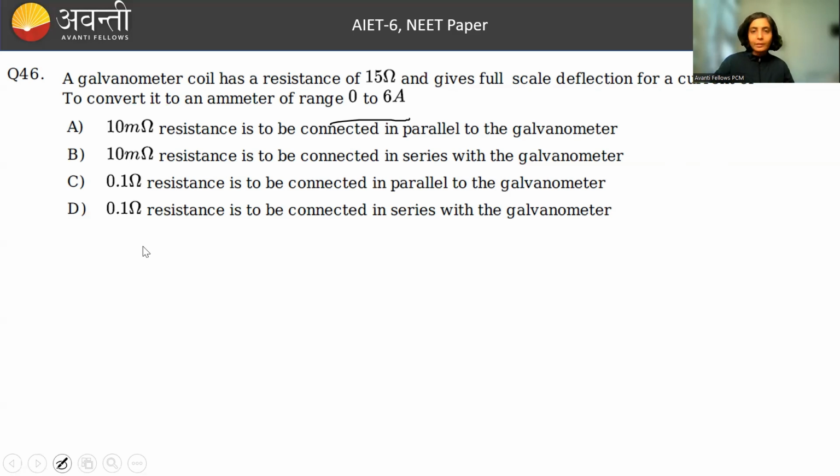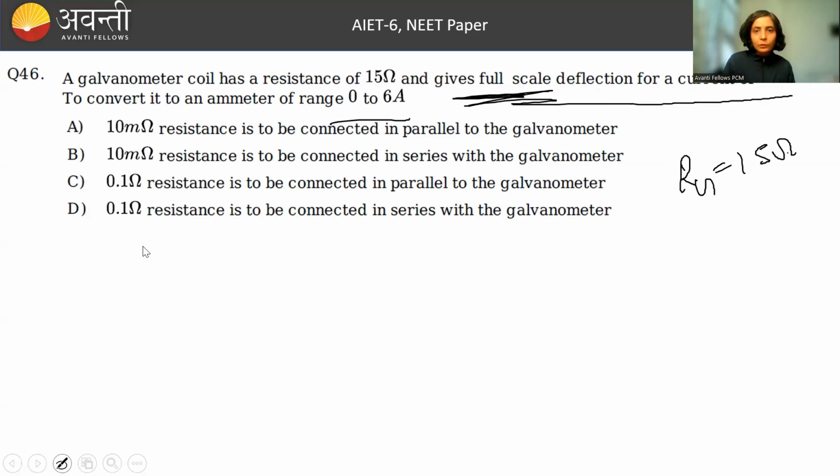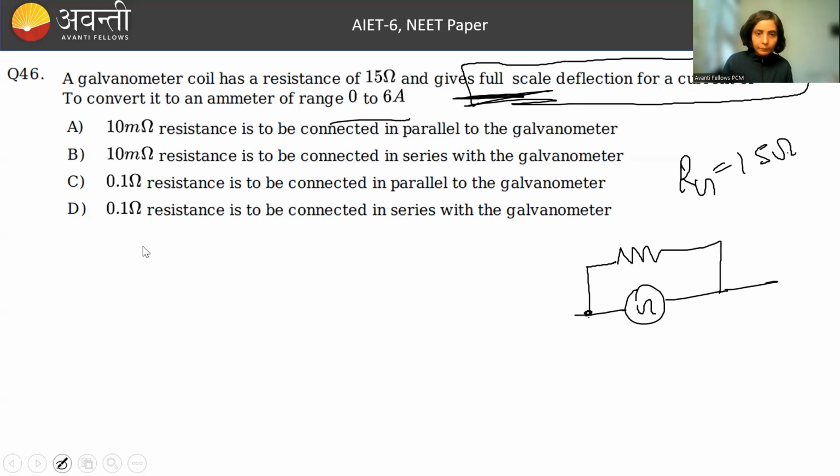So a galvanometer coil has a resistance of 15 ohm. That is the resistance of the galvanometer, written as RG, 15 ohm. It gives full scale deflection for a current of 4 milliampere, that is, the full scale deflection current is 4 milliampere. That is how we draw it. This is the galvanometer. The ammeter looks like this: this is the shunt, RS, and this is RG. This gets connected to the outside circuit for measuring how much current is flowing in that circuit.